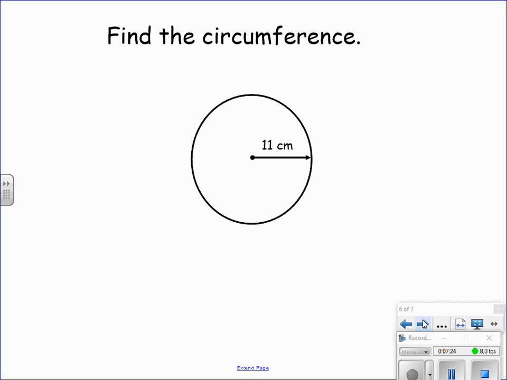You know that the radius is half the distance of the diameter. So if the radius is 11, and that's halfway across, if we just double that, that would be all the way across. So if I double that, that's 22, would be my diameter all the way across. So now I'll use 22 because I need to know the diameter for the equation.